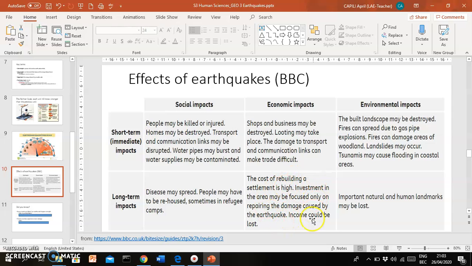Long-term economic impact. It might be very expensive to recover from an earthquake. There's a lot of money and income lost, and then also long-term environmental impacts. We're talking about the loss of natural and human landmarks. So that could be a mountain, for instance. That could be important human landmarks like buildings or monuments, etc. So that could be destroyed by an earthquake.